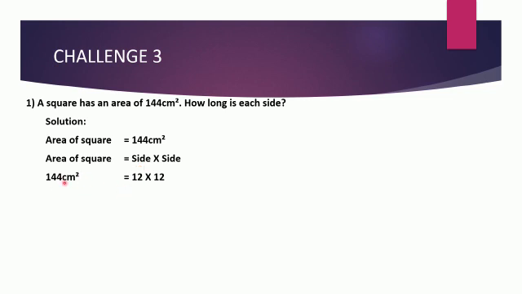Here you can see area is given, so we will write it here: 144 centimeter square is equal to, so how will you get 144? When you multiply 12 by 12. 12 12s are 144, so it means that each side is 12 centimeter. So each side is 12 centimeter. So if the area is given, you can find the side like this. Okay students.